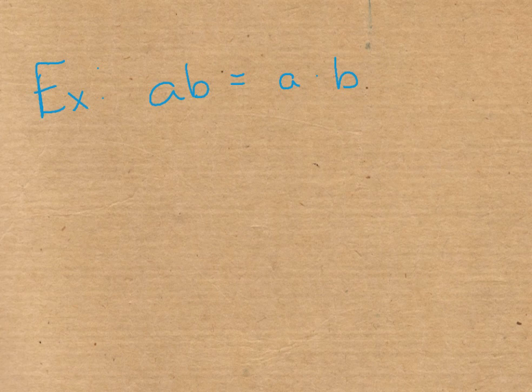Something else that we need to make sure that we pay attention to is AB is equal to A times B. This is a multiplication problem. It is not the numbers put together, so it needs to be multiplication.